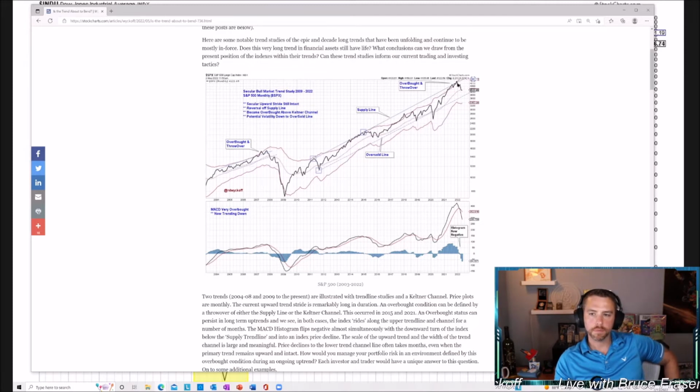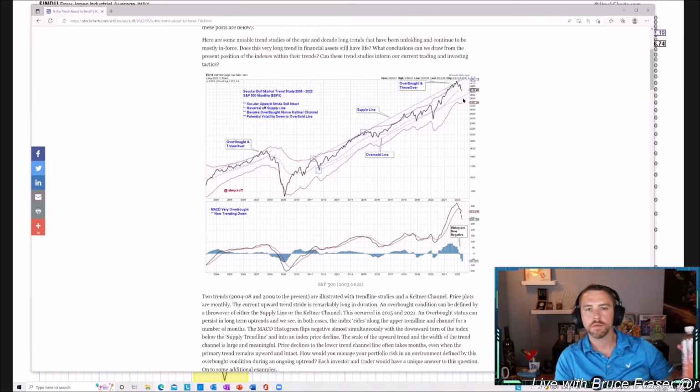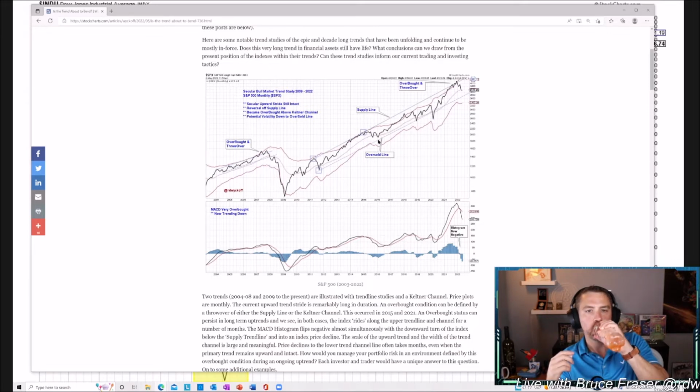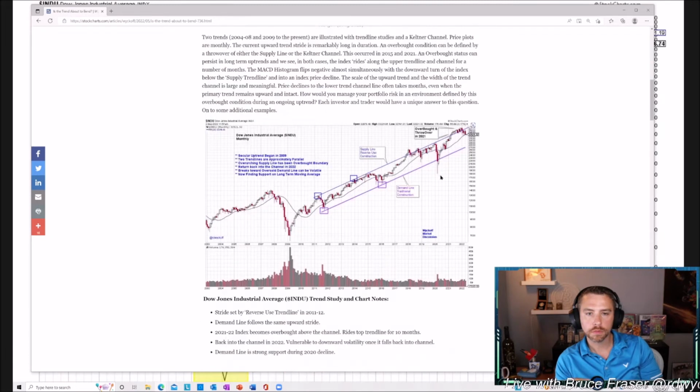And I pointed out that when you get, this is a definition of overbought and a throw over, and I have point and figure counts in here, is that when you get a turn off of that, oftentimes within the channel, the decline from the top to the bottom can be quite rapid. And so it's a point of pretty significant risk.